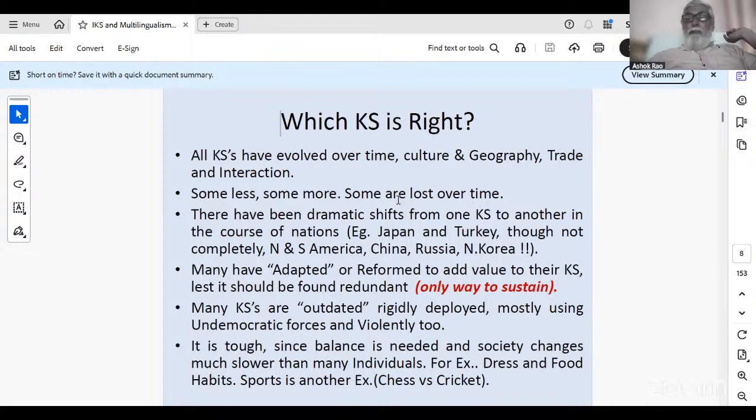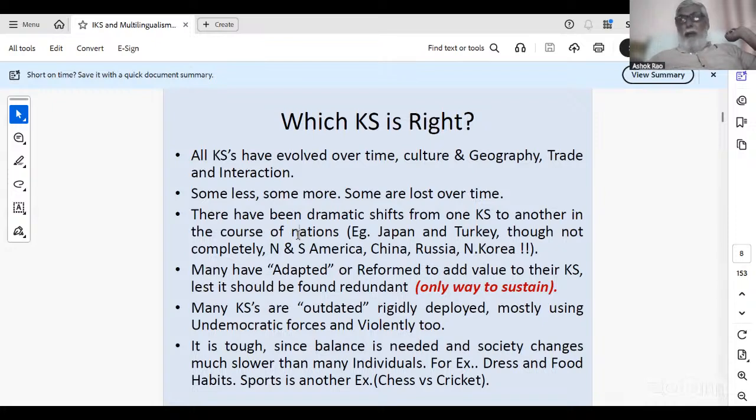For example, we have no idea what the pre-Indus civilization looked like. Even in Middle Europe, we have no idea what the Hittite culture looked like. So there have been some dramatic shifts from one knowledge system to another in the course of time.